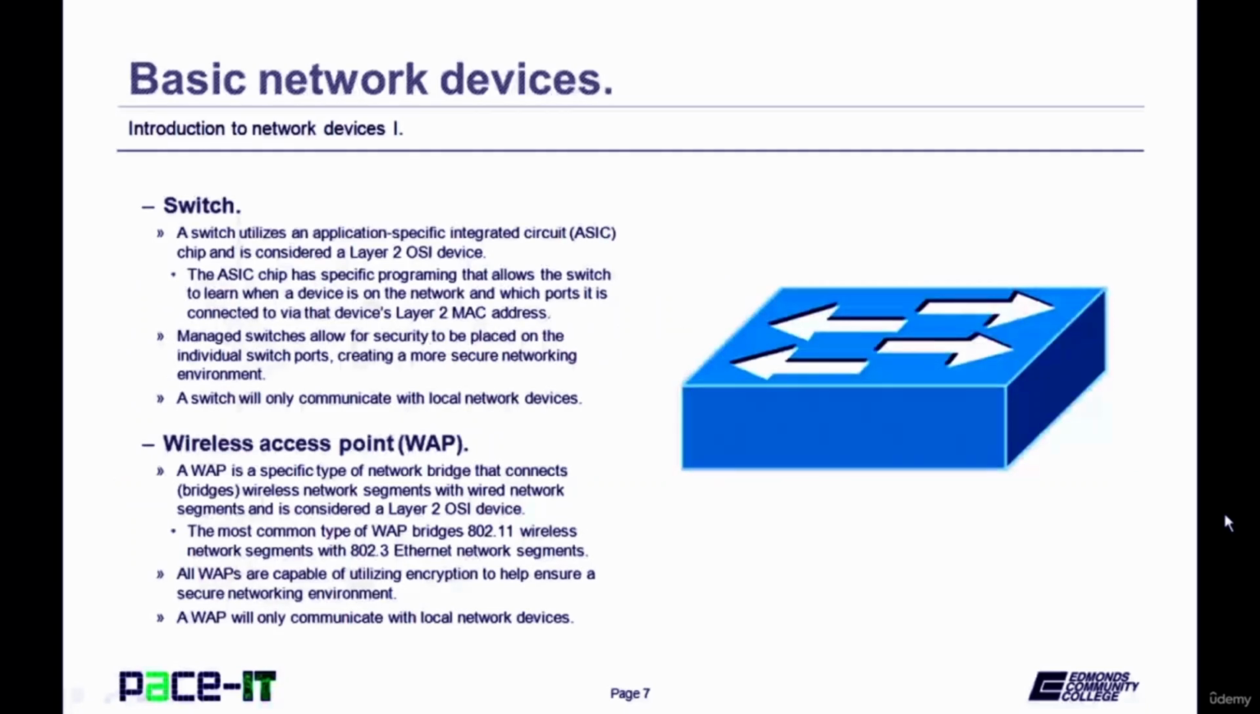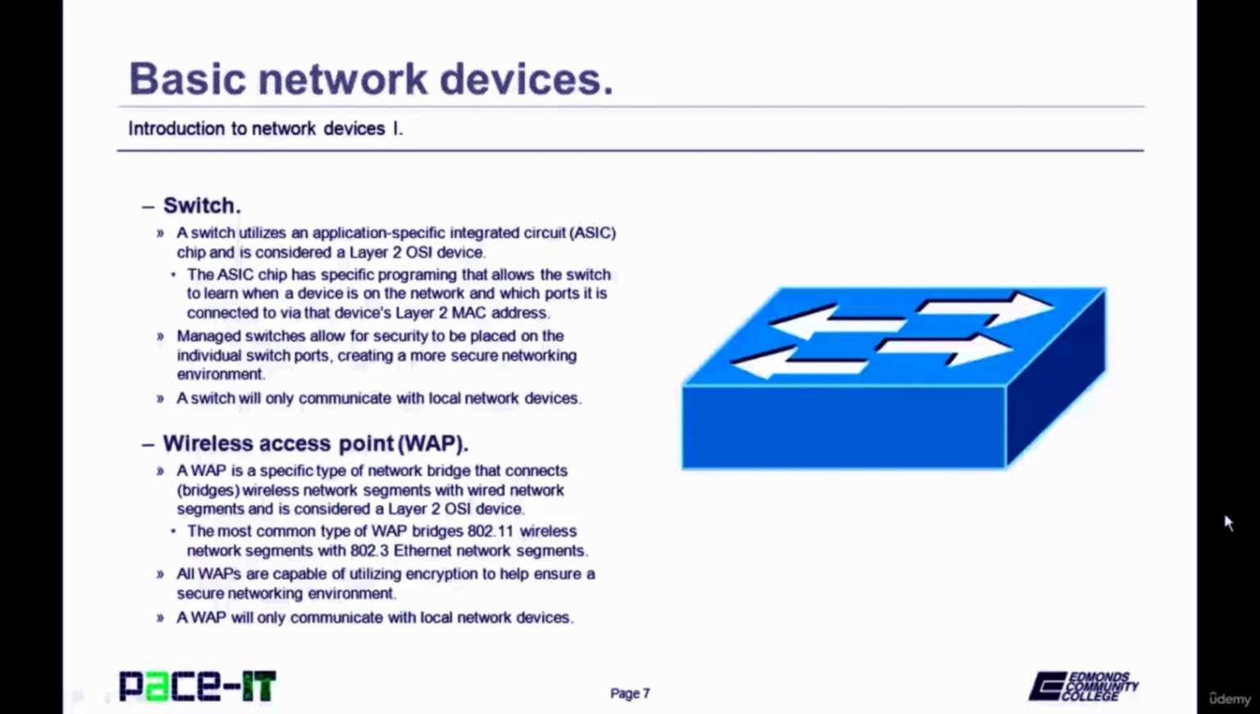A switch utilizes an application-specific integrated circuit chip, or an ASIC chip, and it is considered a Layer 2 OSI device. The ASIC chip has specific programming that allows the switch to learn when a device is on the network and which port that device is connected to via that device's Layer 2 MAC address.